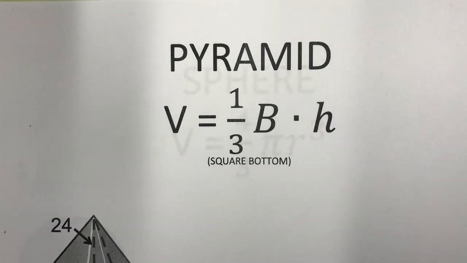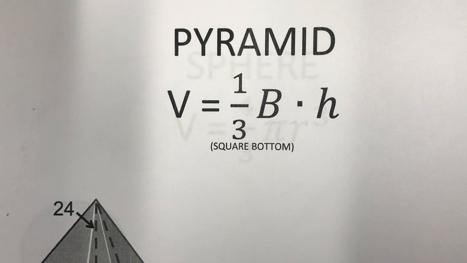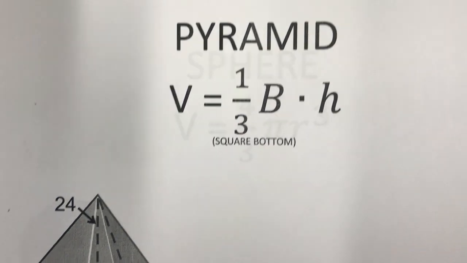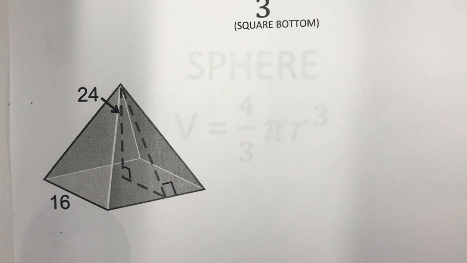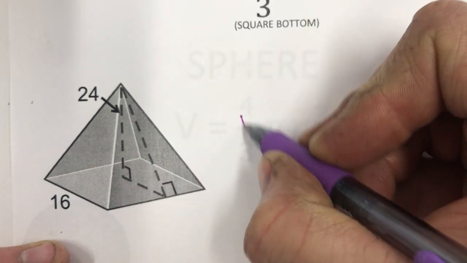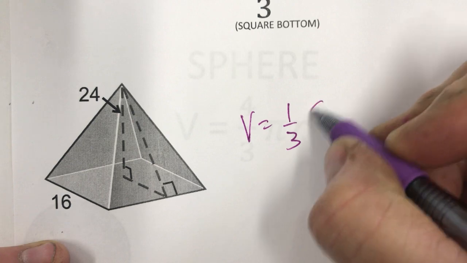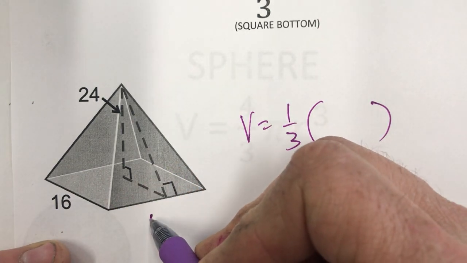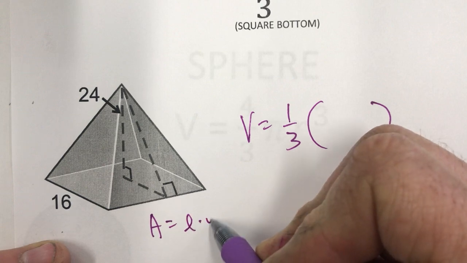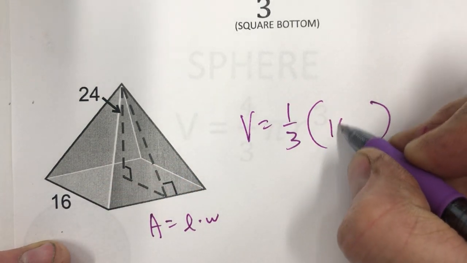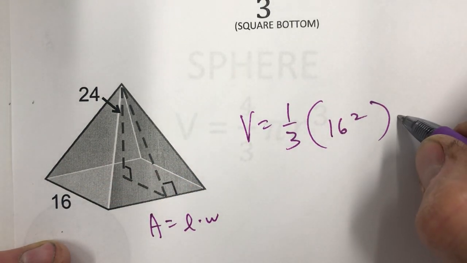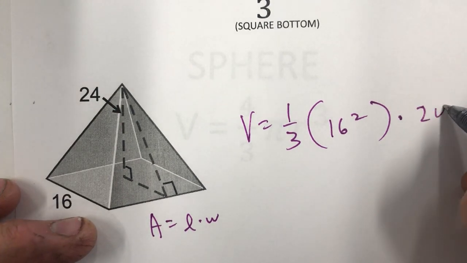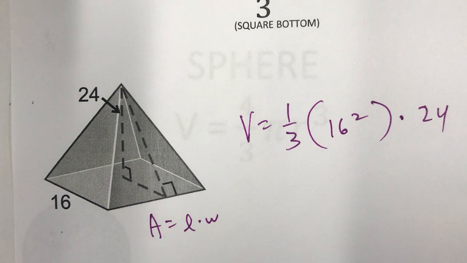Okay? Pyramids, same formula. Volume is 1/3 times the area of the base times the height. So if you look at this one right here, this is going to be 1/3 times the area of the base, which this is a square, so the area is just the length times the width, which is 16 times 16, or 16 squared. And that's the area of the base, times the height, which the height is 24. And you just type this in.